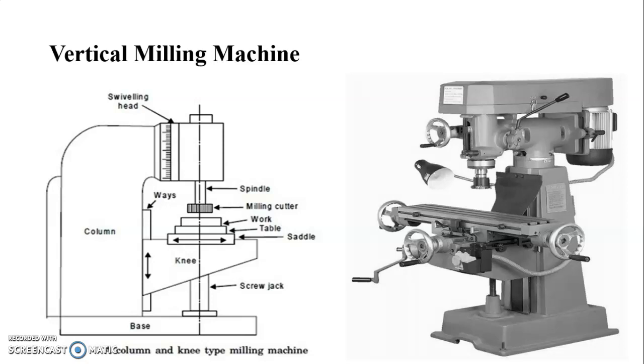The workpiece is mounted on the table and can be moved in three directions: vertical by moving the knee, then longitudinal by moving the table, and crosswise by moving the saddle. A milling cutter is mounted on the vertical spindle and rotates about the vertical axis at a high speed. The workpiece is first made to touch the cutter by moving the table and then machining takes place. So this is the construction as well as working of the vertical milling machine.